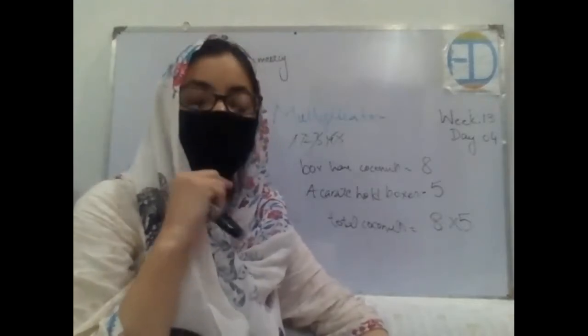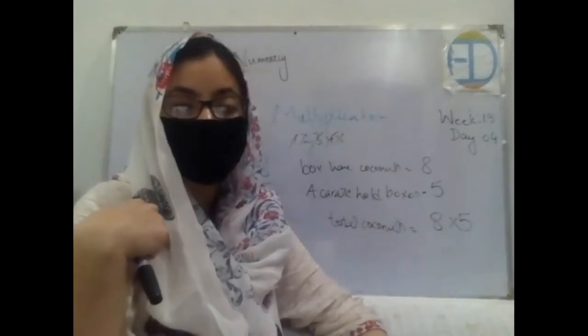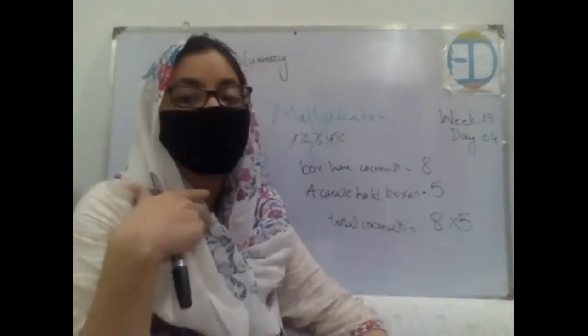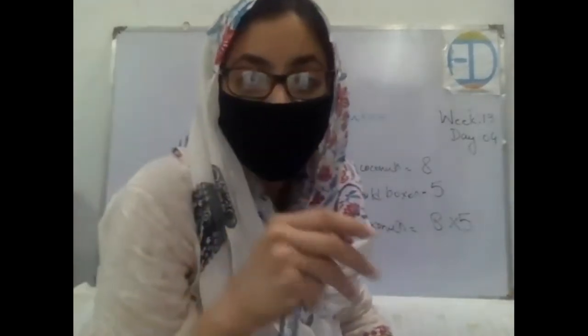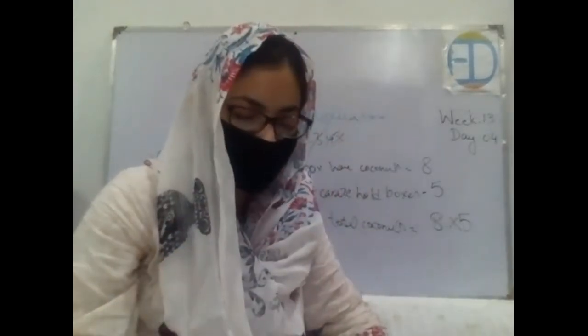So what you will be doing, you will multiply 3 with 2. So 3 times 2 is 6. This means that in every bouquet, 6 flowers have been used. This was very simple, right? Okay, let's look at the next one.